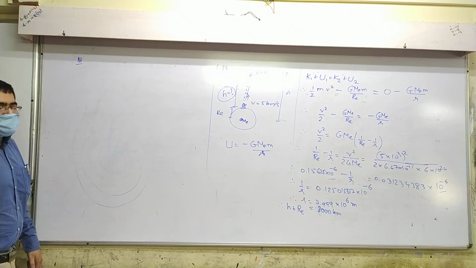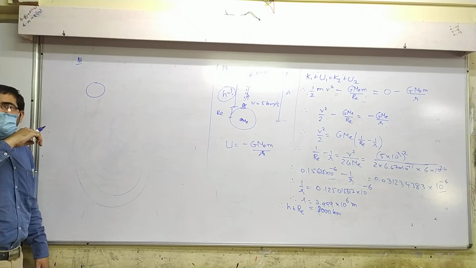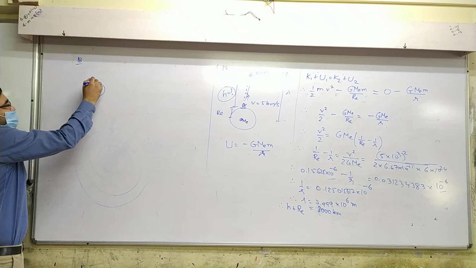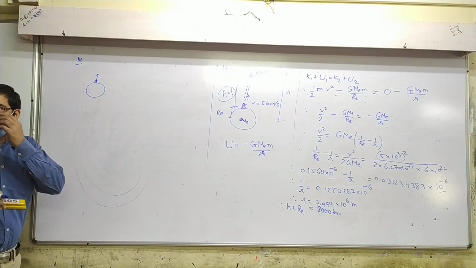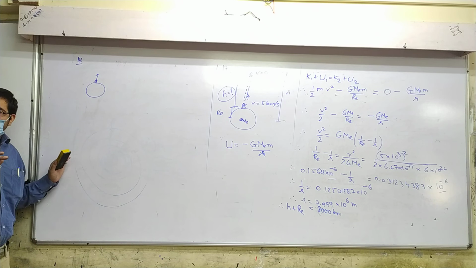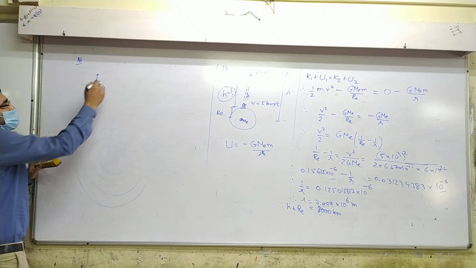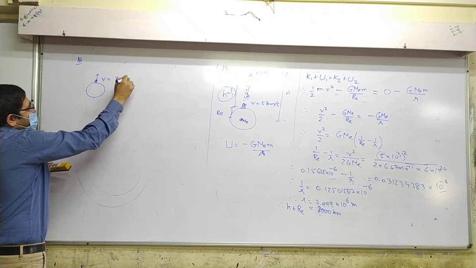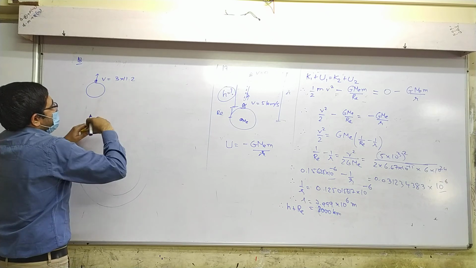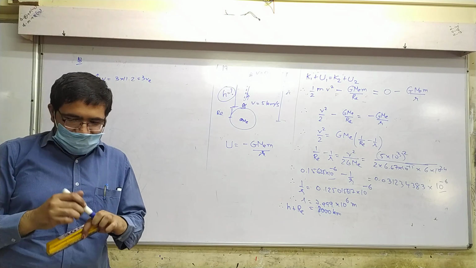So what does it say? A body is thrown or projected from the surface upward. Okay, let me draw a diagram. And then what? With what speed? With speed 11.2 kilometers per second into 3. Yes or no? Yes. Or 3 VE.